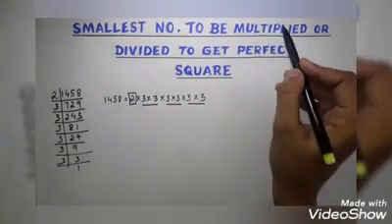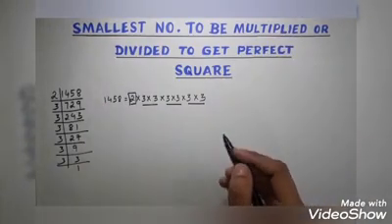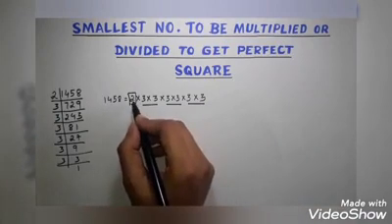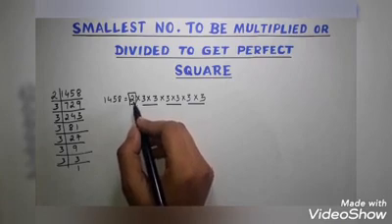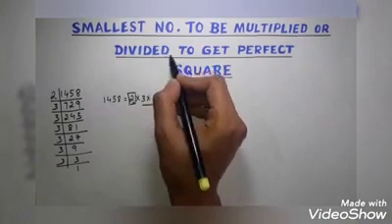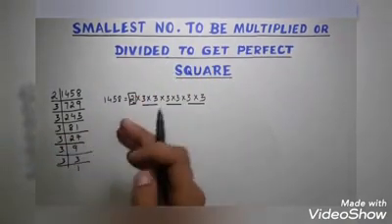So what is the smallest number you have to multiply? The smallest number to be multiplied will be 2, because I have one 2 already, so I want one more 2. So for that I have to multiply with 2. And in case of dividing, I don't want this 2 at all. To remove this 2, I have to divide by 2.